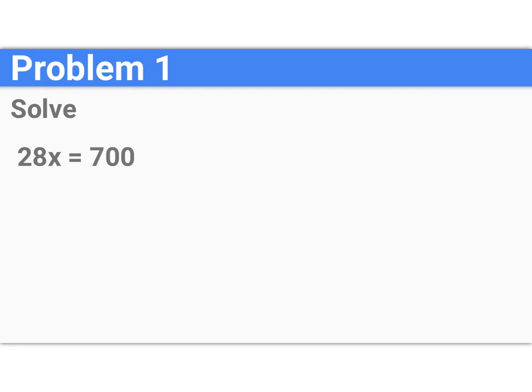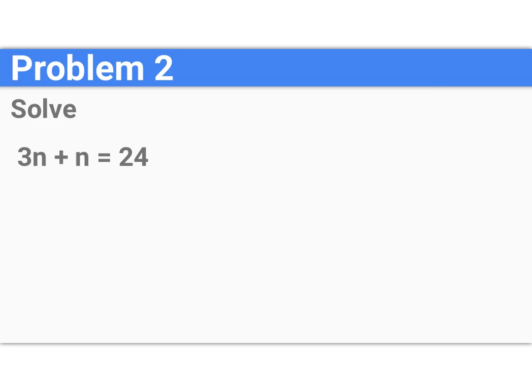Okay, so dividing both sides by 28, because 28 is next to the x, and that means it's multiplying. 700 divided by 28 is 25. Okay, 28 times 25 should give you 700.